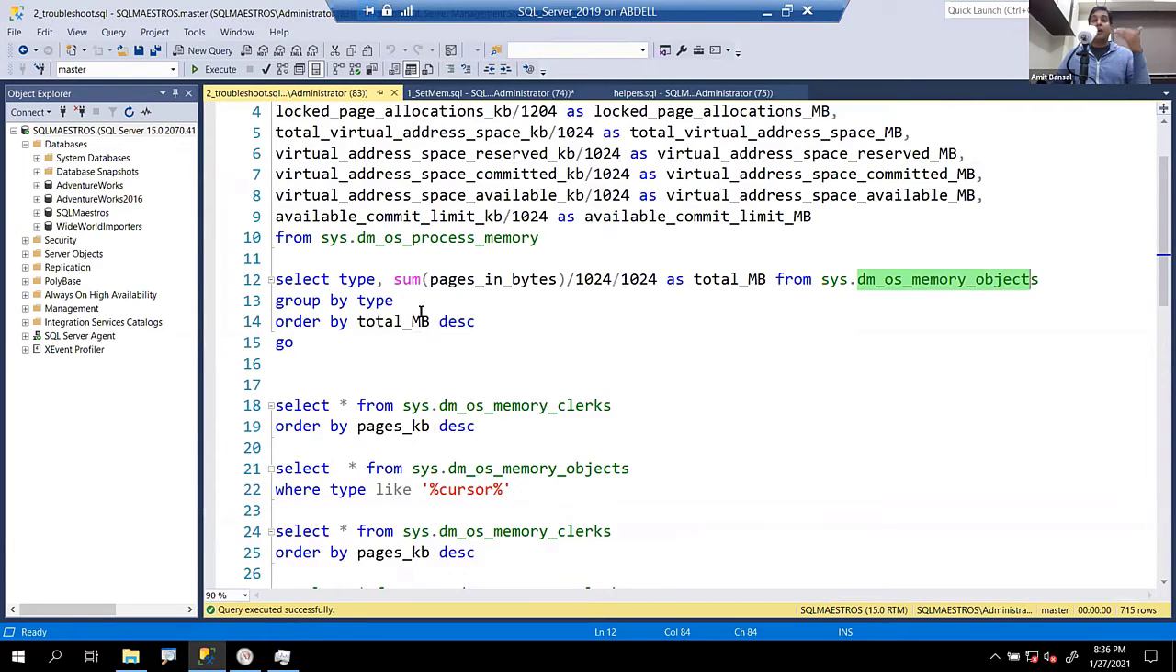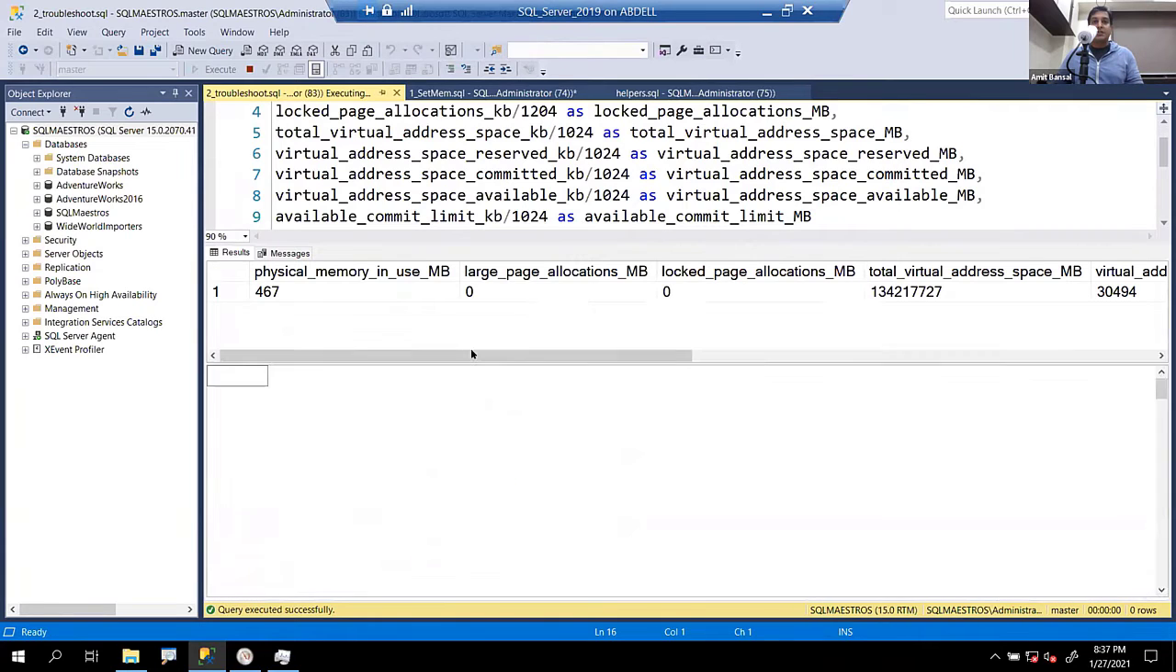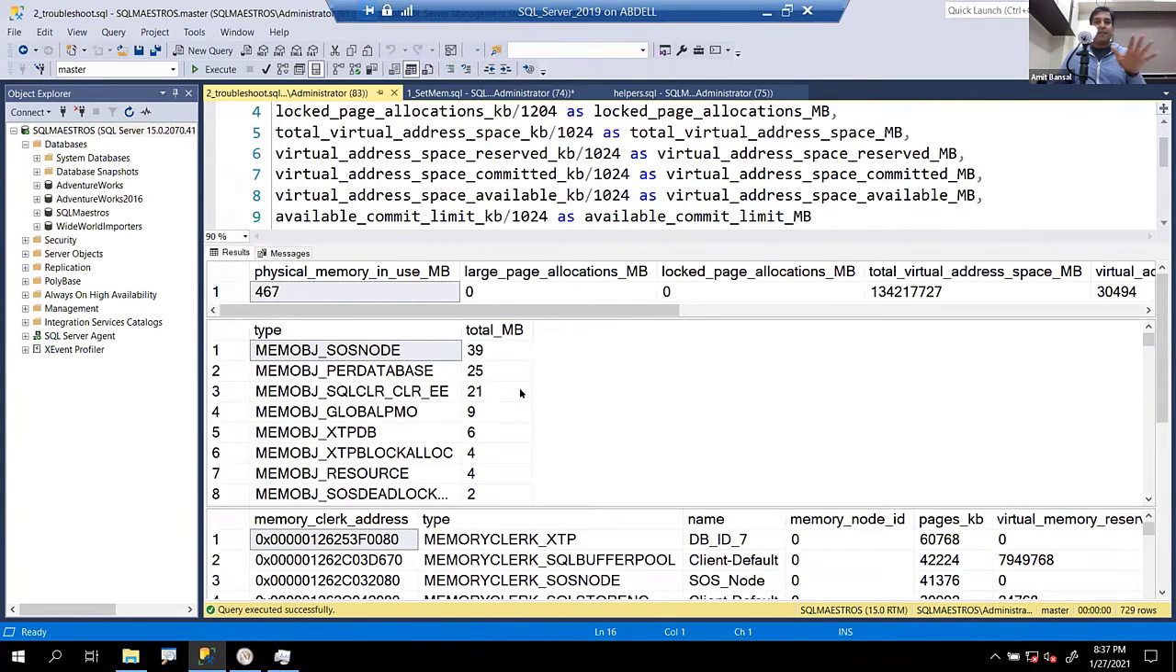So I'm trying to see all the memory objects. I am seeing all the memory clerks. And there is a reason why I'm running these queries, because as memory gets consumed and when I start getting OOM exceptions, I want to track dynamically which clerk or which objects were causing issues. So when I run this, I can see everything is very quiescent right now, all good.